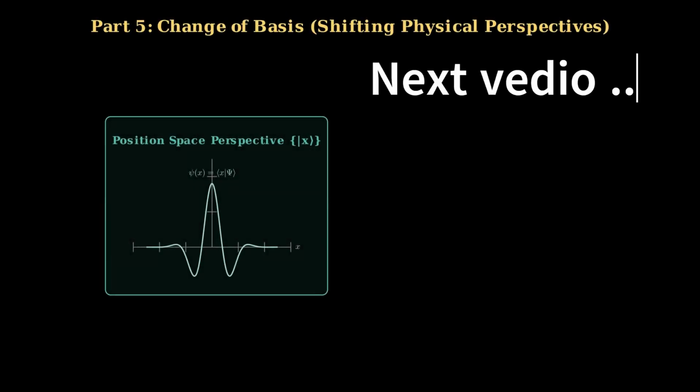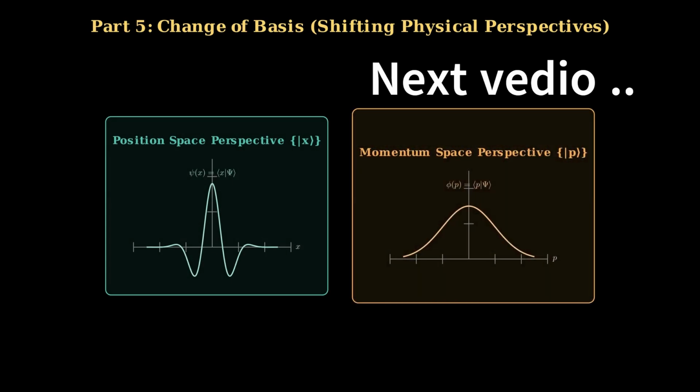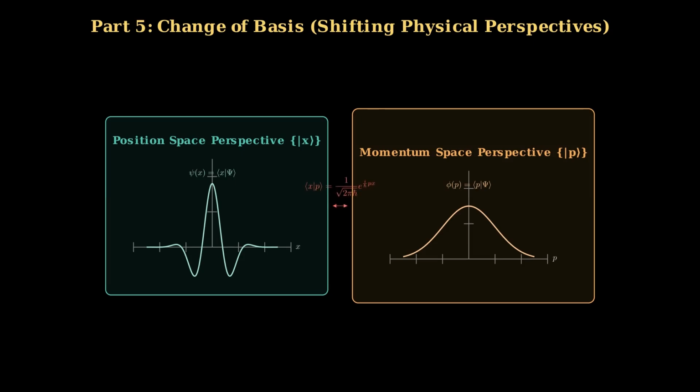Now that we understand how quantum states evolve smoothly under unitary matrices and collapse abruptly under measurement operators, one crucial question remains. How do we translate our calculations when shifting between different physical perspectives, such as moving from position space to momentum space? Join us in Part 5, Change of Basis, where we will explore how to change coordinate systems in Hilbert space.